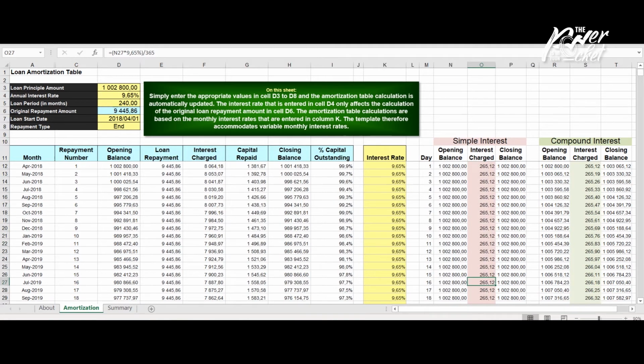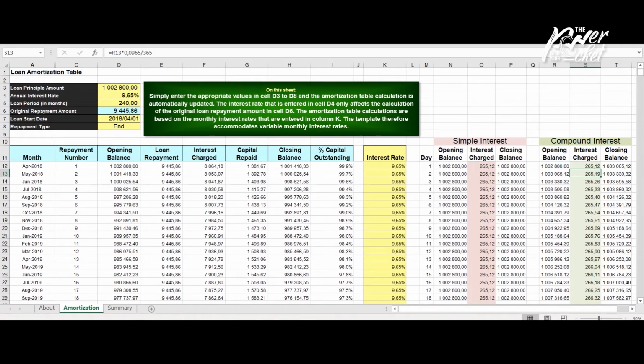Now what's interesting is that in our real world, everything is calculated on compound interest. Simply put, this means that your first amount will be your loan amount. Then you calculate the interest charged on that particular day. Excuse me for that.